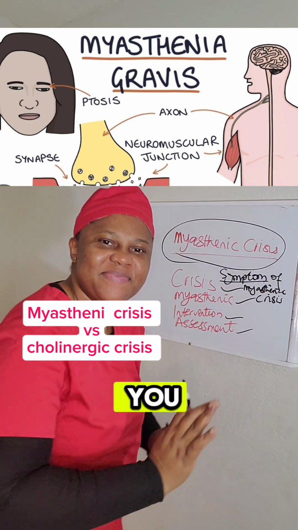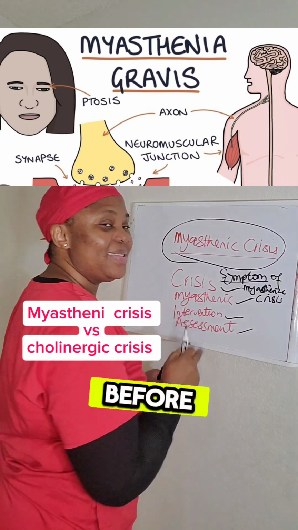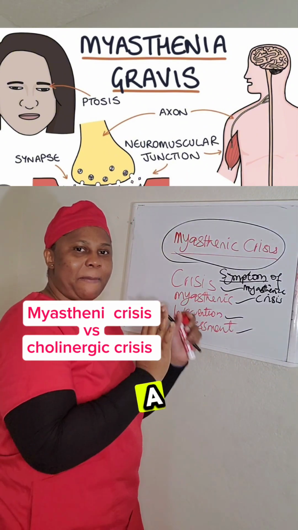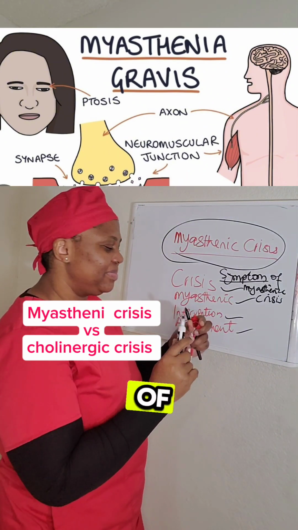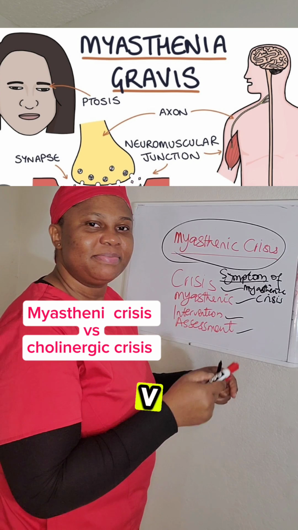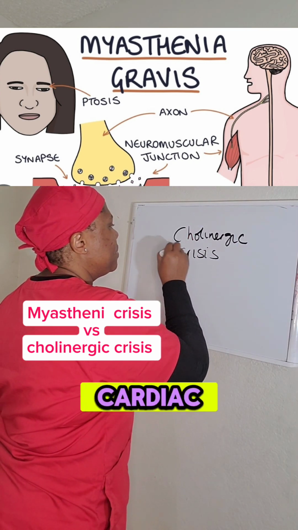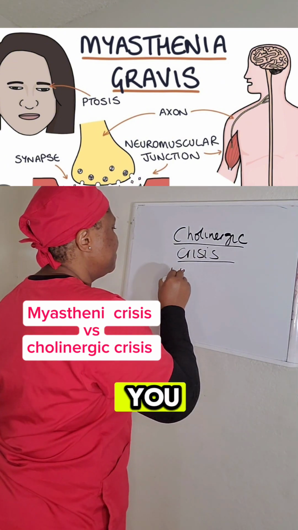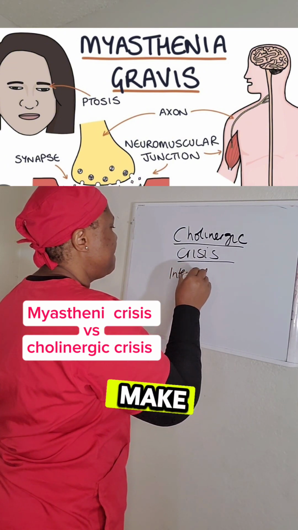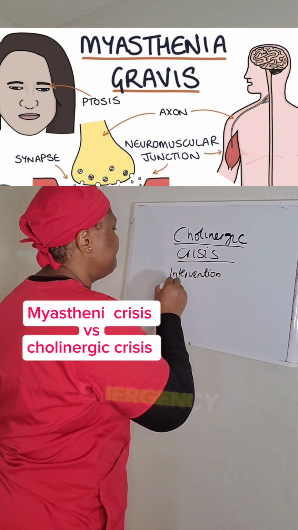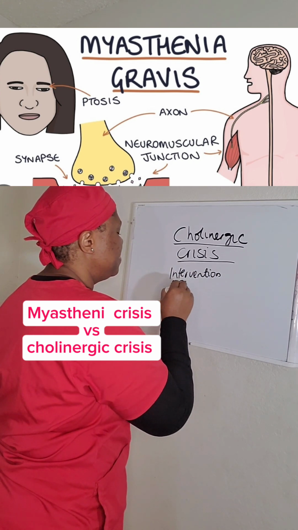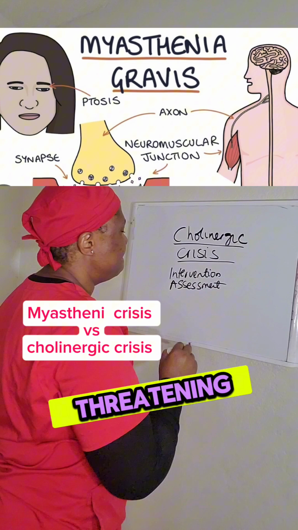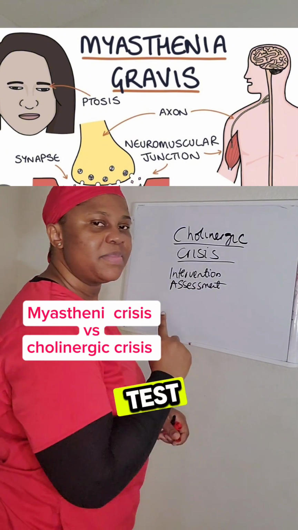There is something that you need to know before this test. This test can put a client at risk of ventricular fibrillation, VFib, and also cardiac arrest. So before you start this procedure, before you start this test, you have to make sure that there is emergency equipment available in case there is any life-threatening condition during this test.